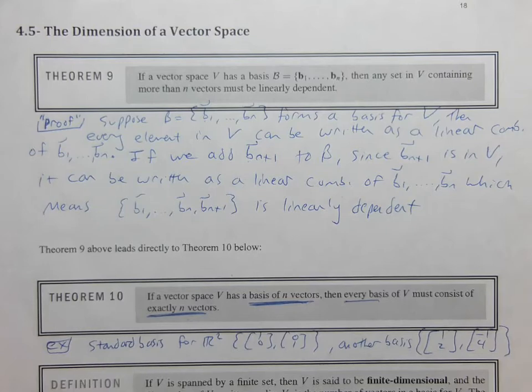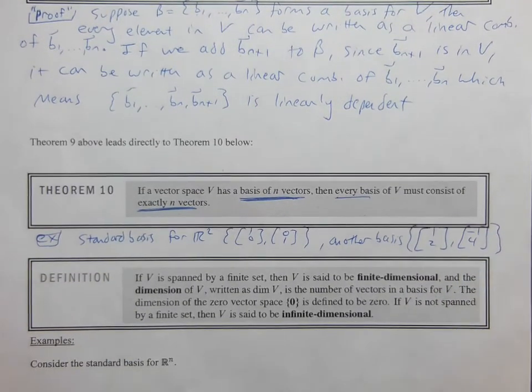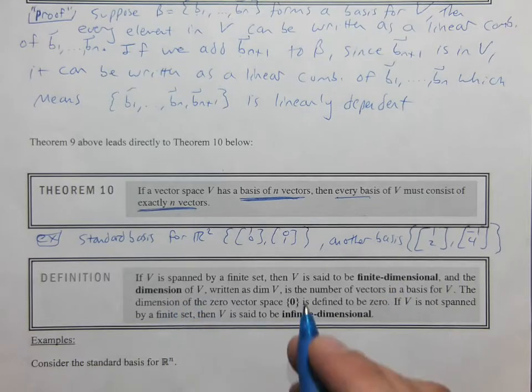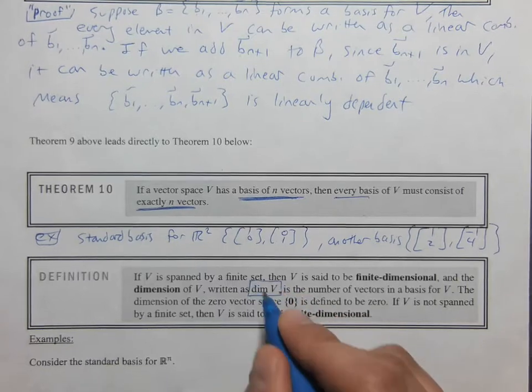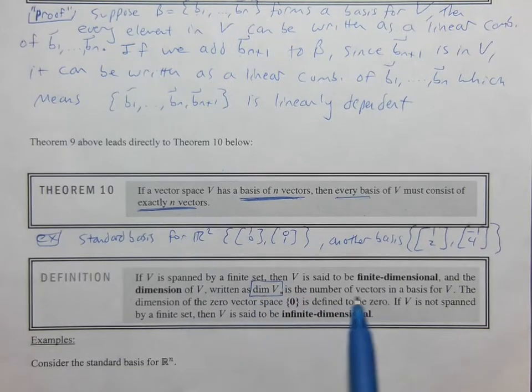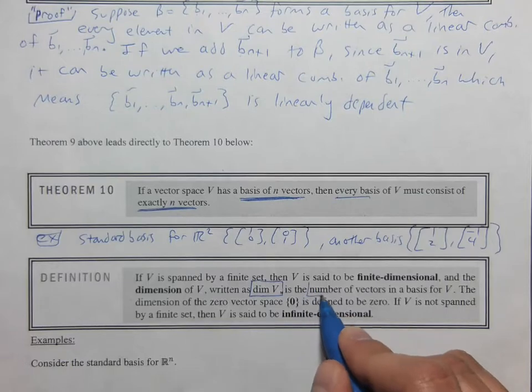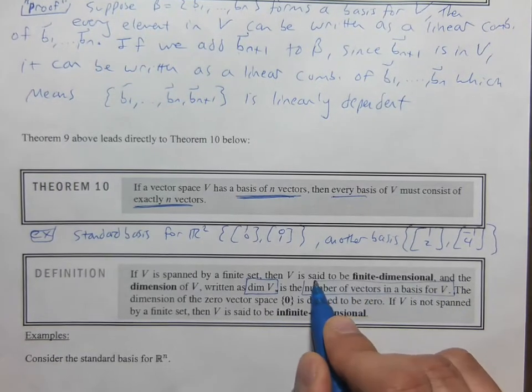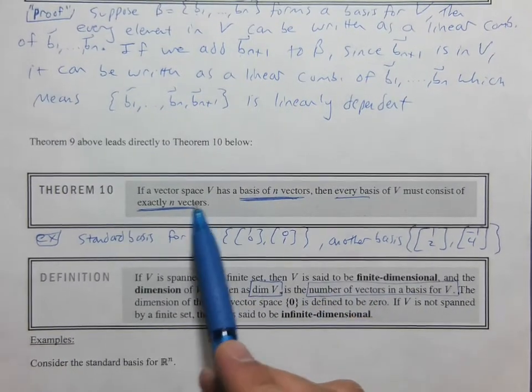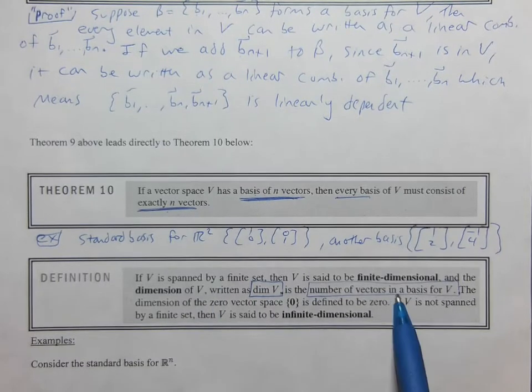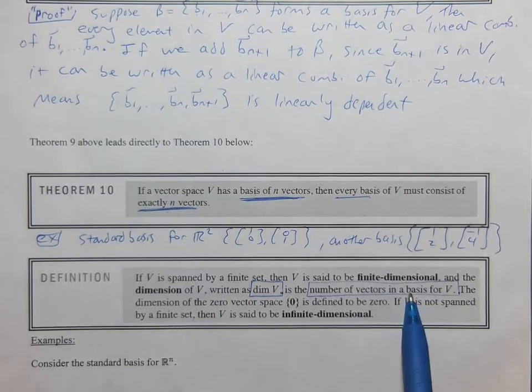And so it actually turns out that the number of elements in the basis is called the dimension. And so that's what the next definition tells us here. If V is spanned by a finite set, we say it's finite dimensional. And moreover, the dimension of the space V, written as dim V sometimes, is the number of vectors in a basis for V. And we just said all the bases have the same number of vectors, and so it doesn't matter which basis you look at, they're going to have the same number, and whatever number that is going to be the dimension.